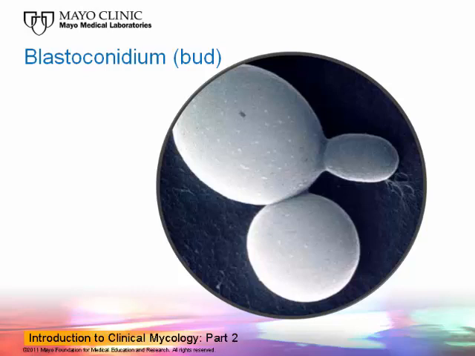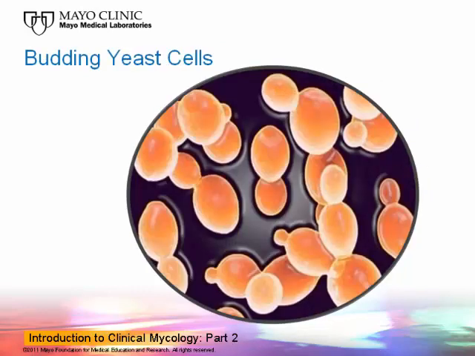This is an example of how the yeast reproduce. They reproduce by buds, by blastoconidia, and the small cell on the right coming off of the mother cell is the blastoconidium. Just another example of budding yeast cells. You can see the small bud coming off a number of those cells. So yeast reproduce by budding.